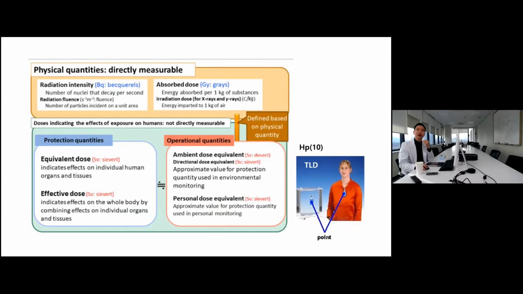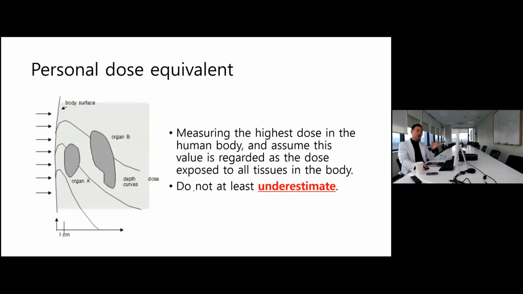What we usually use to show the operational quantities for the personal dose equivalent is Hp(10). This 10 means 10 millimeters, which is 1 centimeter. So what it measures is the dose at a depth of 1 centimeter. And we measure the dose at 1 centimeter because it is actually the highest dose in the human body.